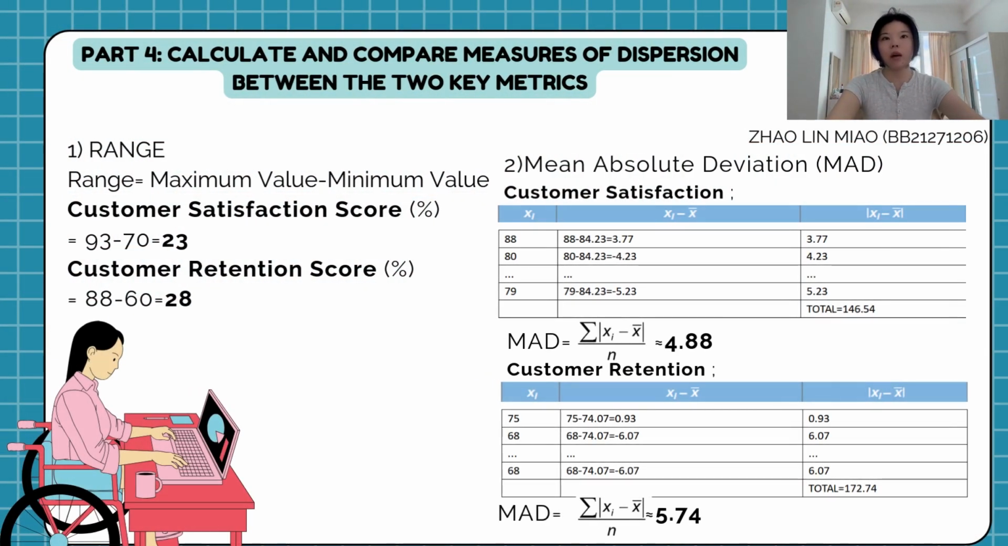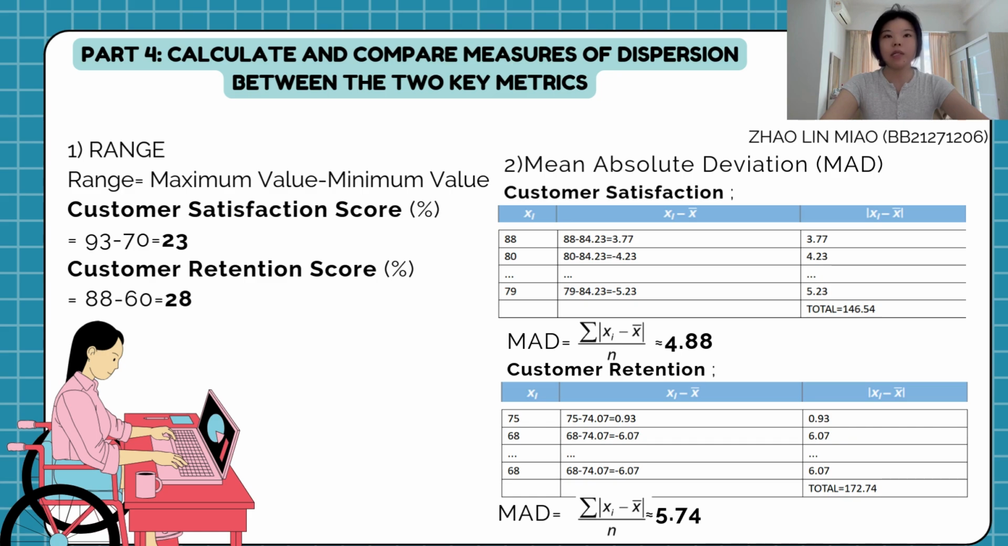So next I will talk about the results of data analysis on two important business metrics: customer satisfaction score and customer retention rate. We use 4 ways to measure dispersion to assess how consistent or variable each metric is across businesses. So for the first one, the range of the satisfaction score is 23 points and the retention score is 28%.